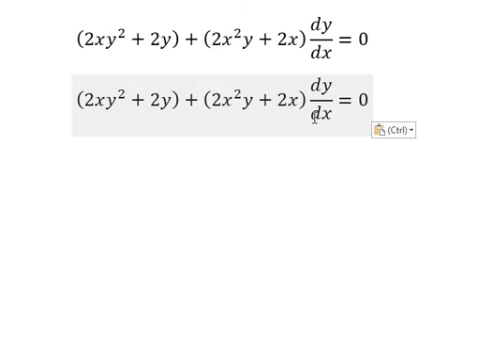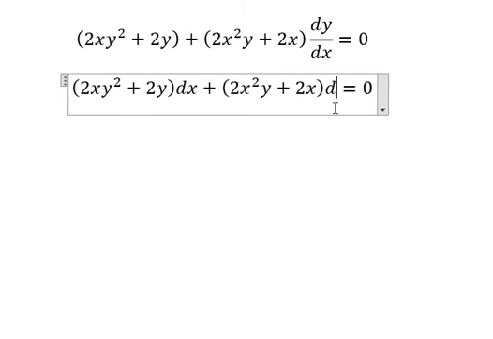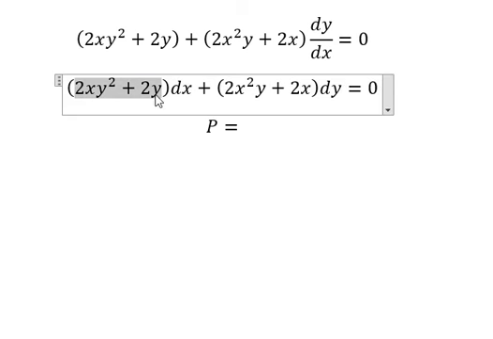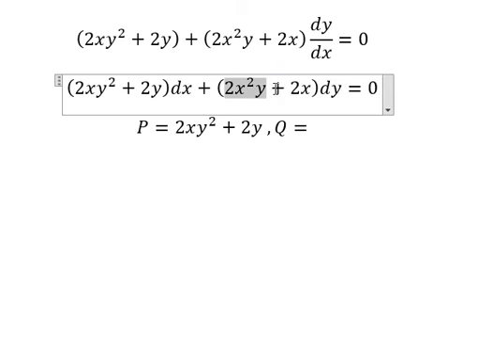We multiply both sides by dx. Next, I will put b equals to this one and q equals to this one.